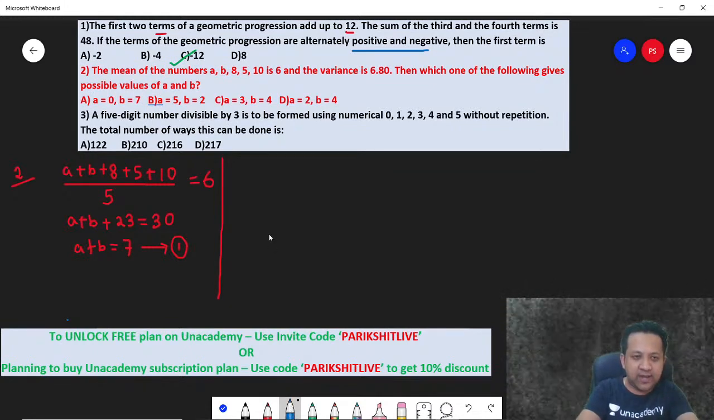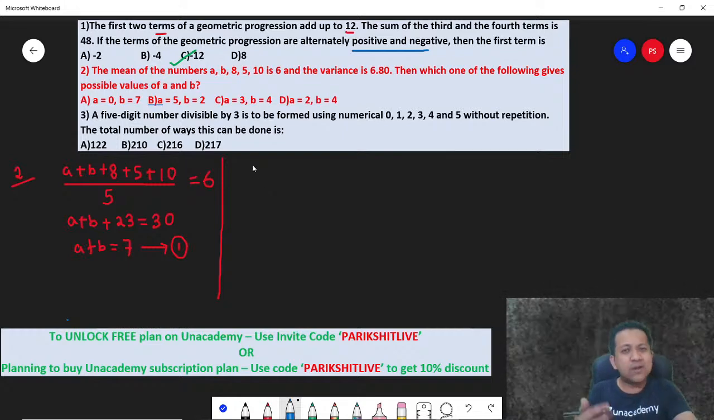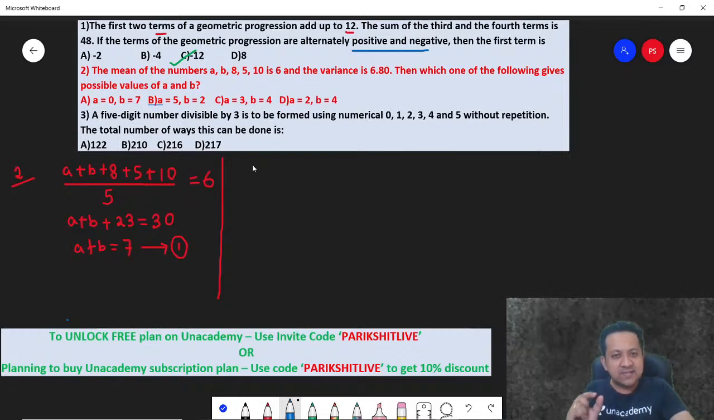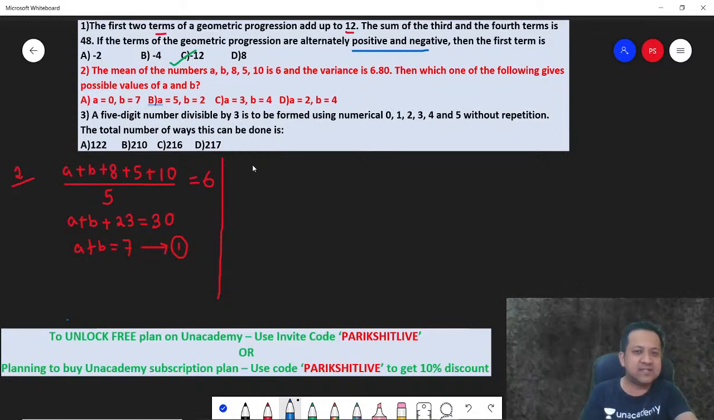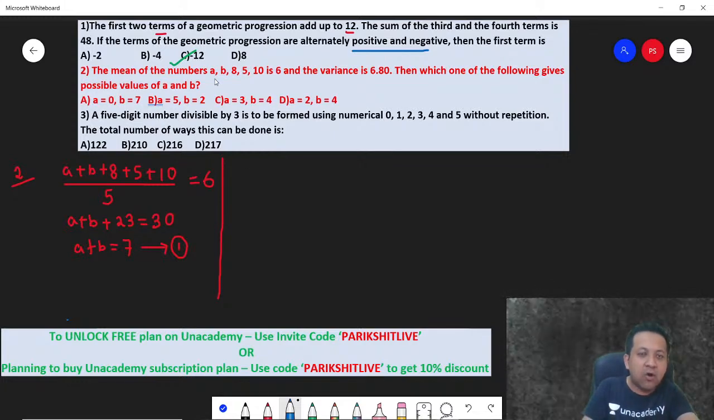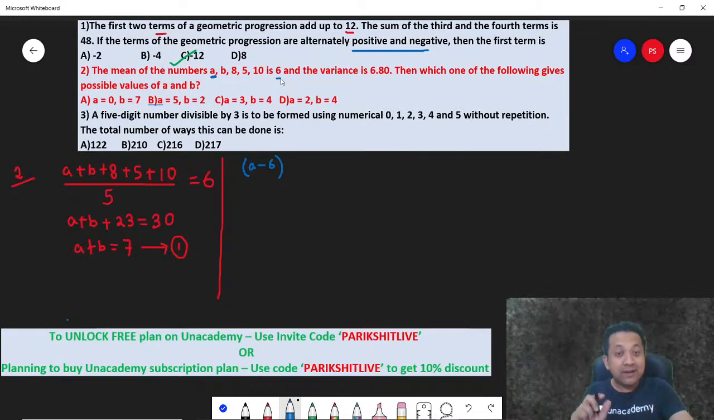Variance is 6.80. If that's the case, what is variance? Variance is the squared deviation from the mean. You'll soon understand the meaning of variance. So what is the deviation of A from the mean? Mean is 6. Deviation is A minus 6. Why 6? 6 is the mean, right? Deviation from the mean, difference from the mean.